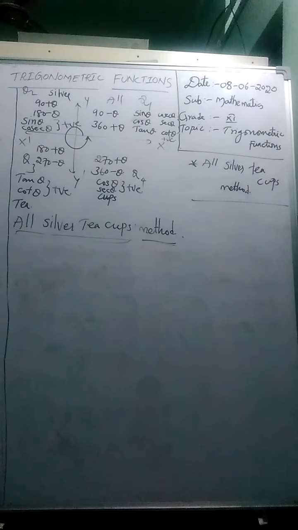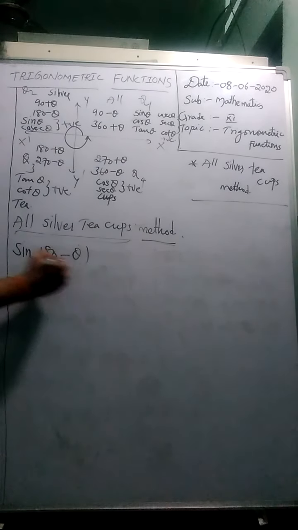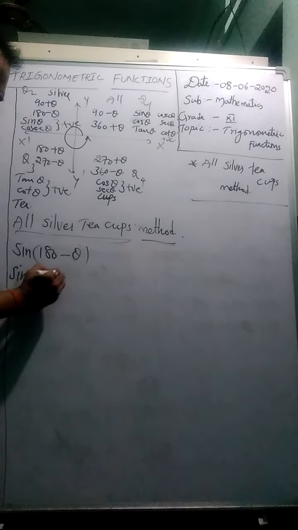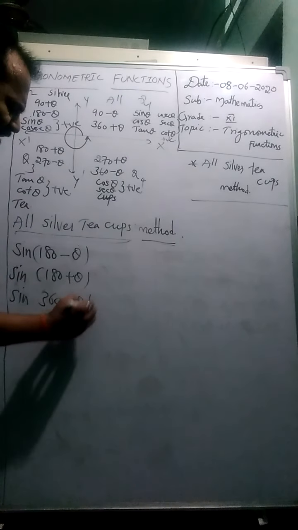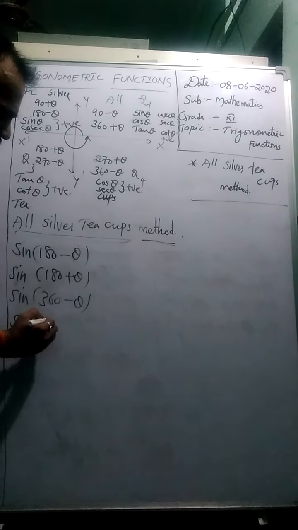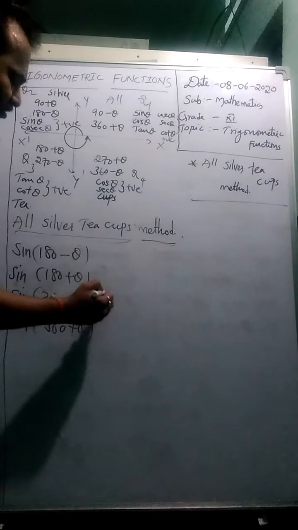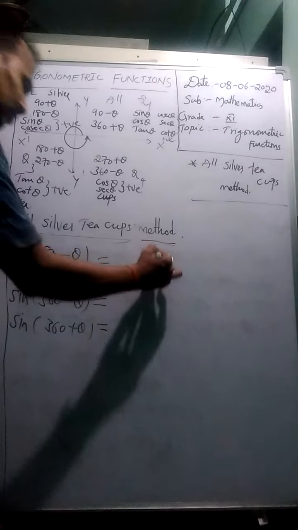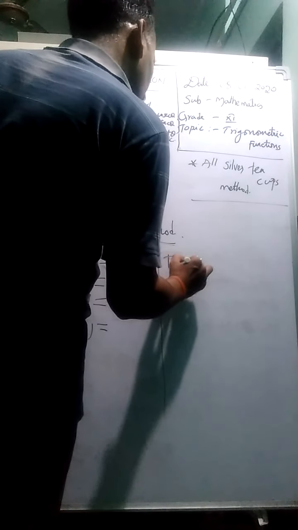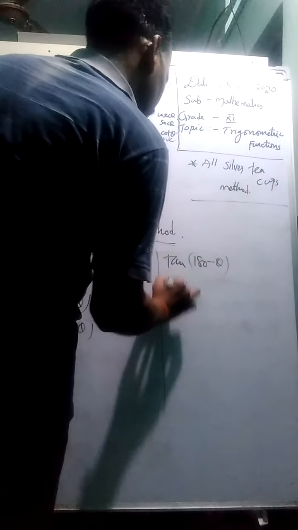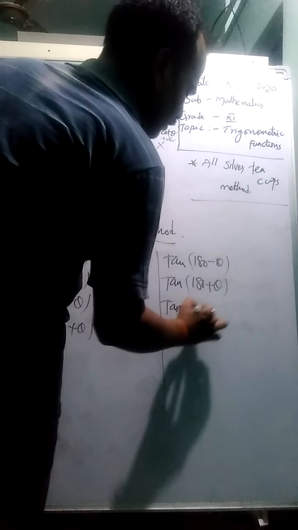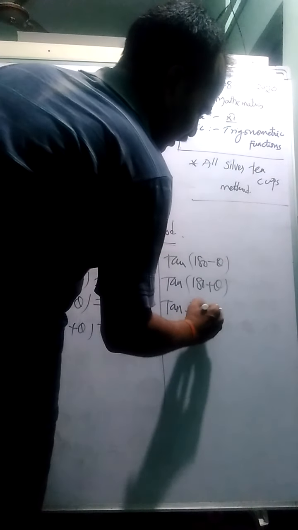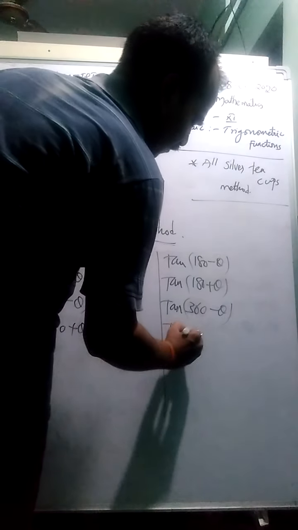So now, if you take even multiples, what are even multiples? 180 minus theta, 180 plus theta, 360 minus theta, I mean multiples of 360, maybe 720, like that, students. If you write n times 360 minus theta, 360 plus theta also, it affects the same way. And tan of 180 minus theta, tan of 180 plus theta, these are even multiples. Just now we discussed odd multiples of 90. Now we are discussing even multiples of 90, students.